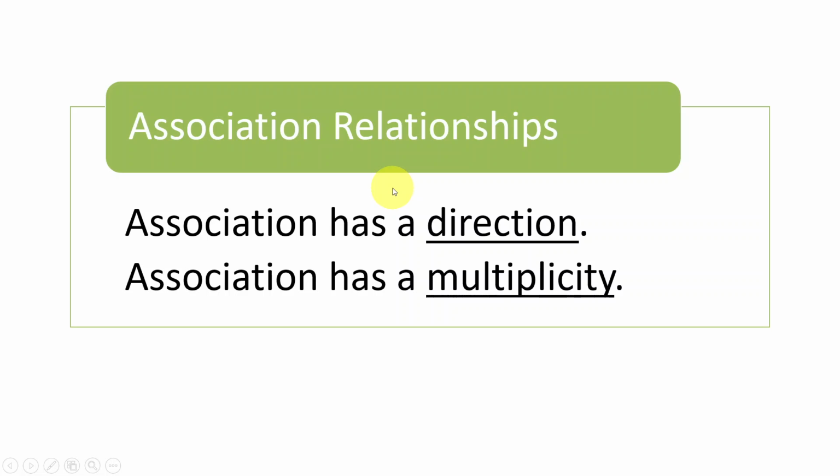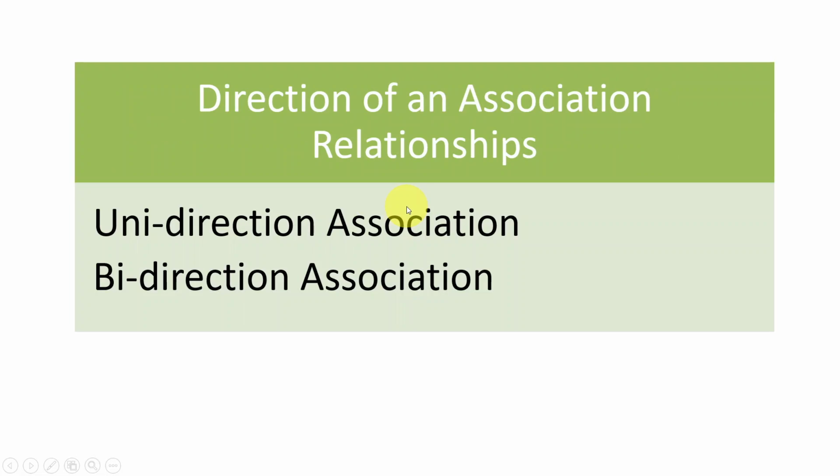So therefore, let's try to understand what is meant by an association in object orientation. Association is a relationship between two classes. And later we will discuss a few more types of relationships like composition, aggregation, inheritance. An association relationship has a direction and also multiplicity. The direction can be either unidirectional or bidirectional.